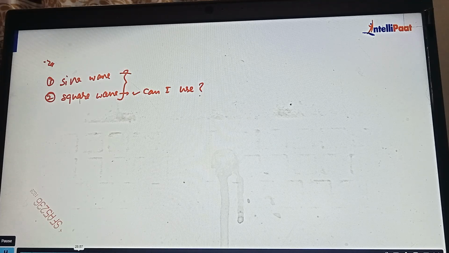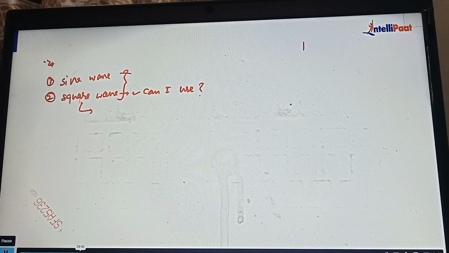What would be the disadvantage if I go for a square wave inverter? Any idea? If you go with the square wave inverter, what will be the disadvantage? You will have more harmonics in your output. Right? It means, what is the shape of the voltage across the AB terminal?